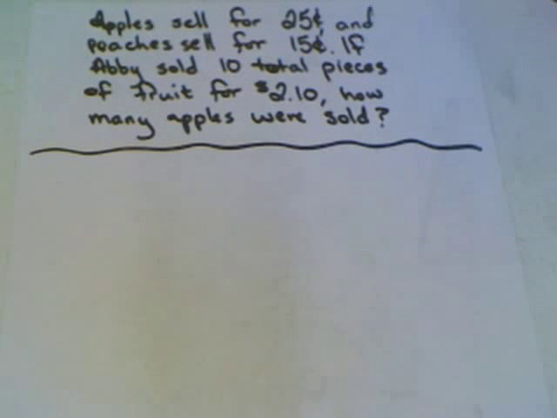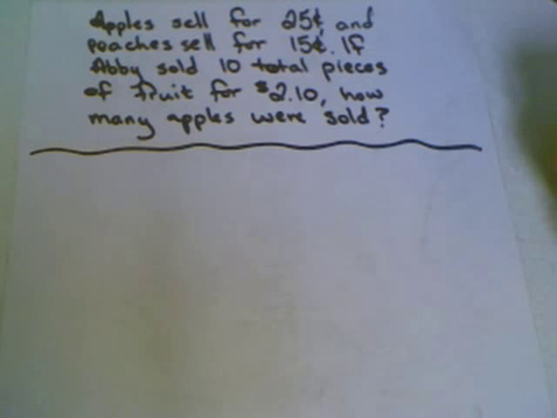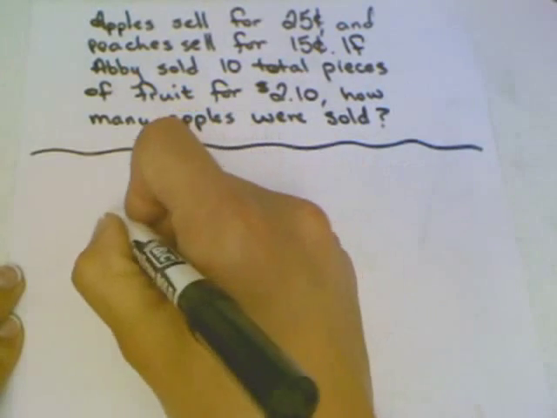Apples sell for 25 cents and peaches sell for 15 cents. If Abby sold a total of 10 pieces of fruit for $2.10, how many apples did she sell? Just like this last section we did, I'm going to solve this problem by creating a chart, putting a variable in there, and writing an equation.